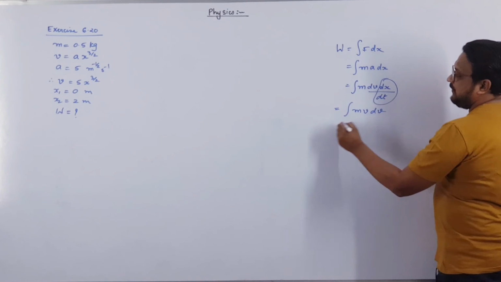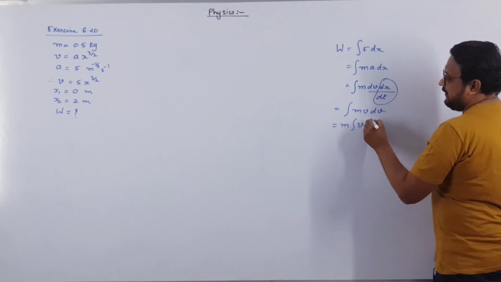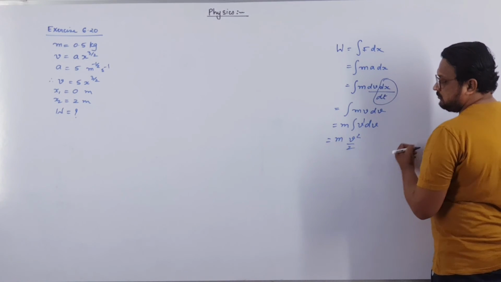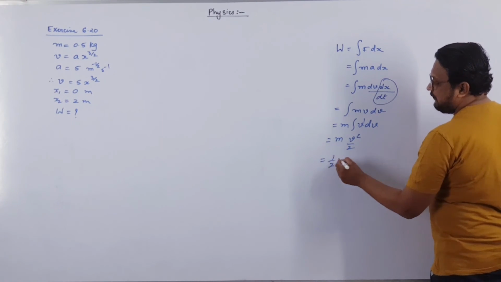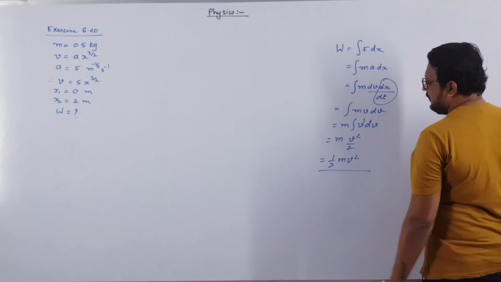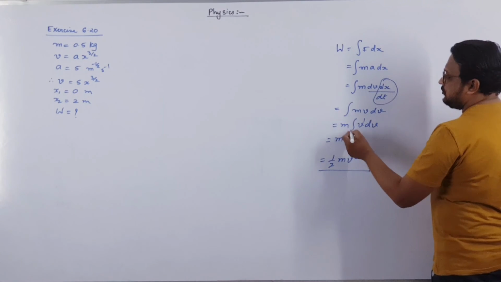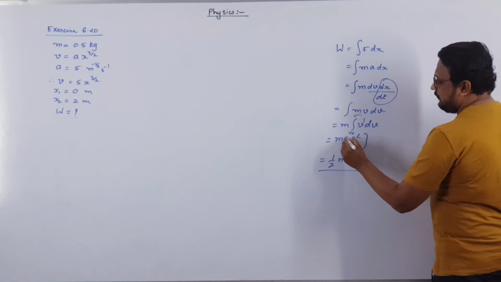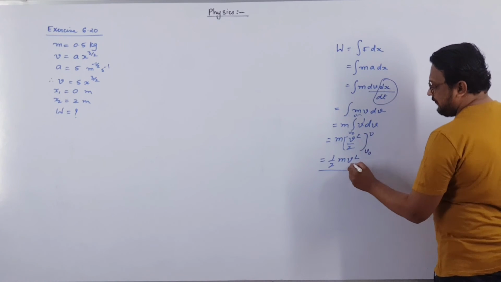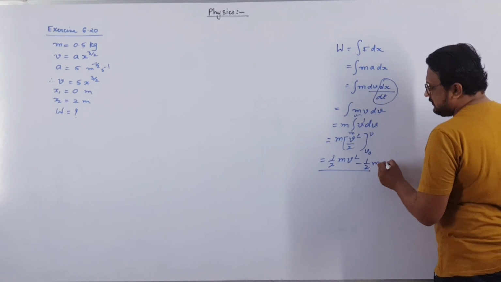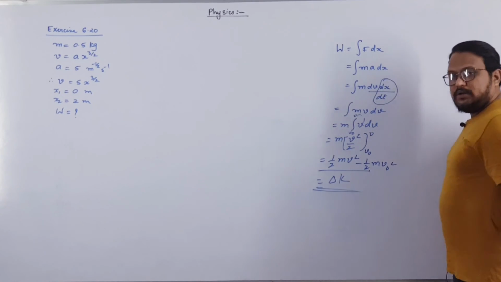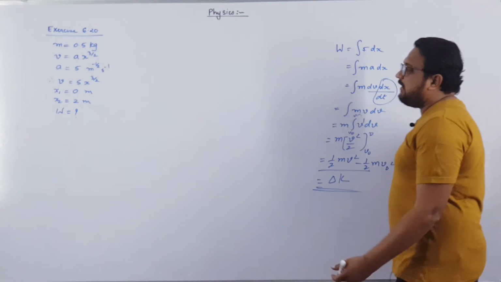M is constant. Integration of v dv gives v raised to 2 by 2. So this is m times v squared by 2, which equals half m v square, from v0 to v. So half m v square minus half m v0 square, and that is equal to the change in kinetic energy. This is how you can also solve. This is one way of solving, but we'll directly solve.